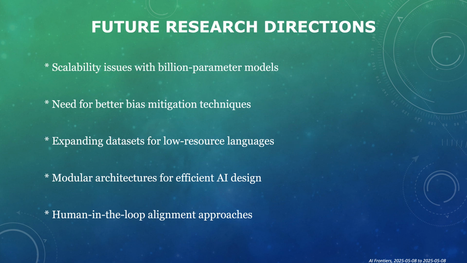Future research directions face several challenges and opportunities. Scalability remains problematic for methods like sparse autoencoders when applied to billion-parameter models. Improved bias mitigation techniques are needed, particularly for understanding framing biases in generated content. Expanding datasets for low-resource languages and developing modular architectures present promising avenues. Human-in-the-loop alignment approaches that combine latent preference coding with real-time feedback could lead to more responsive AI systems.